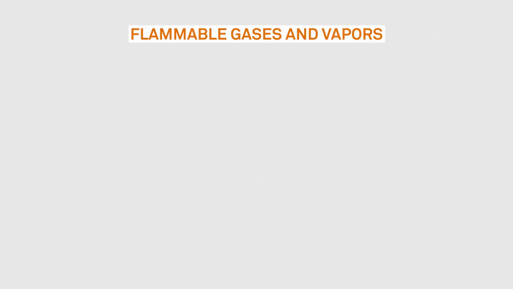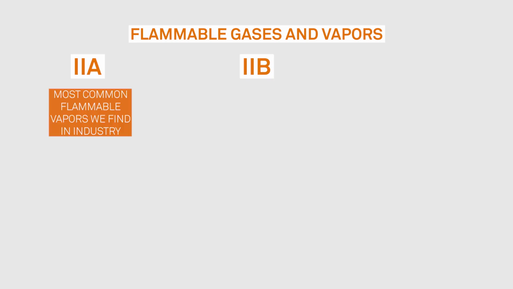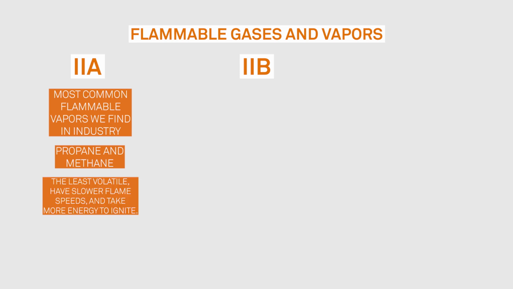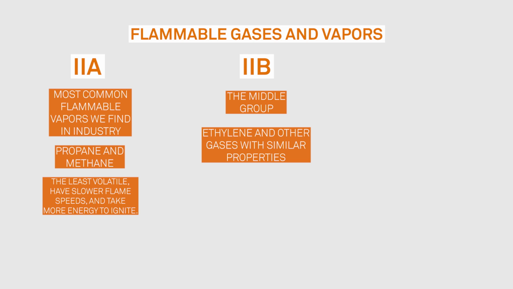Most flammable gases and vapors fall within groups 2A and 2B. 2A gases are typically the most common flammable vapors we find in industry and include gases such as propane and methane. These gases usually are the least volatile of the 3 groups, having slower flame speeds and take more energy to ignite. 2B gases are considered the middle group, which includes ethylene and other gases with similar properties.